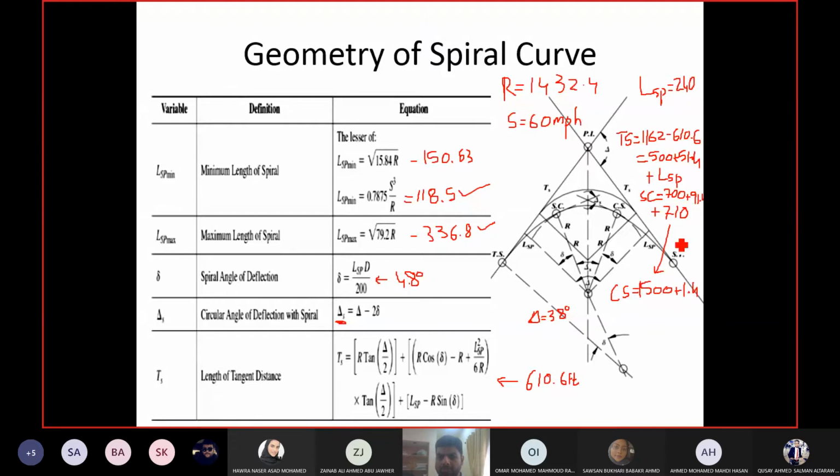Then from CS to ST we have the length of the spiral curve between them, so you will add LSP again. It will give you ST. Give me the value of ST here. 1,700 plus 41.4.